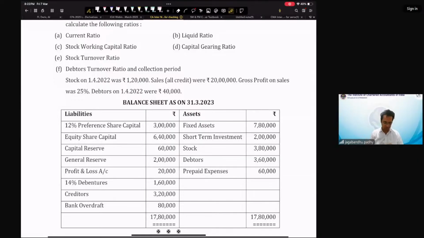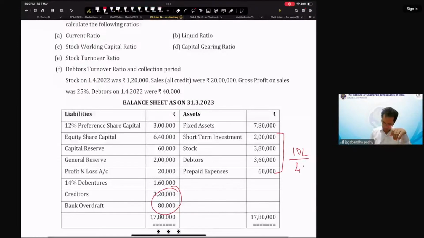What is the current ratio? Current ratio will be total of current assets, which is this entire thing, divided by current liability, which will comprise of this. So what's the current ratio number? Total of this, which is 10 lakhs upon current liability of 4 lakh, which is 2.5 times, right? Current ratio is 2.5. Liquid ratio will be, of course, 10 lakh minus 3.8 minus 0.6 upon 4 lakh.